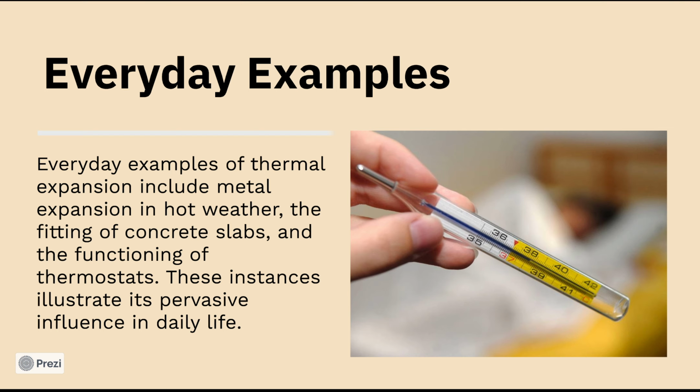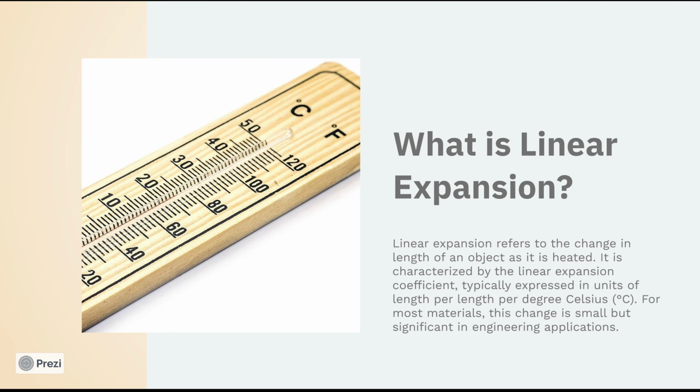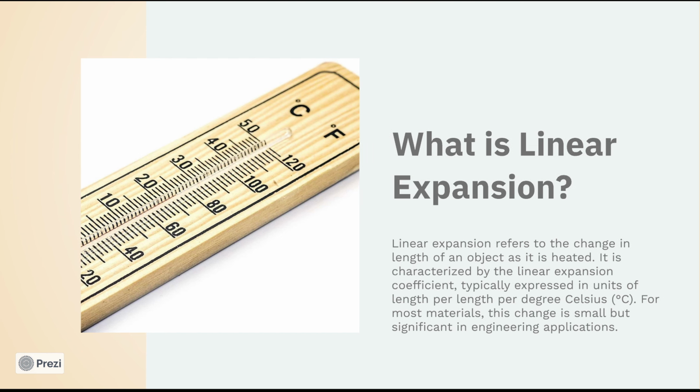Types of thermal expansion. Linear thermal expansion refers to the change in length of an object. It is characterized by the linear expansion coefficient, typically expressed in units of length per degree. For materials, that change is small but significant in engineering applications. Just like what I said, that thermometer is an example of linear expansion. The rising of the mercury inside it tells you the temperature.